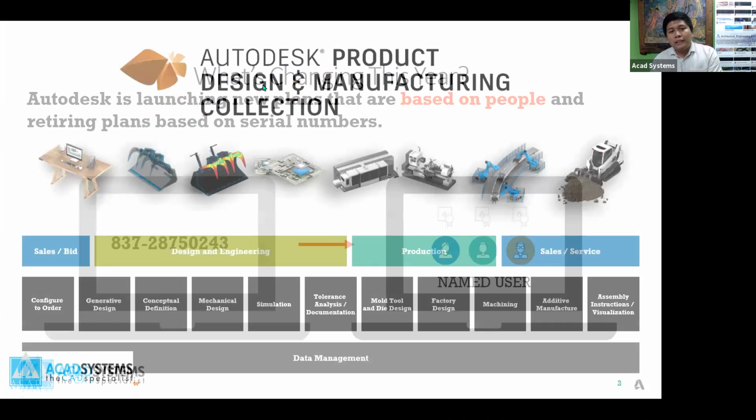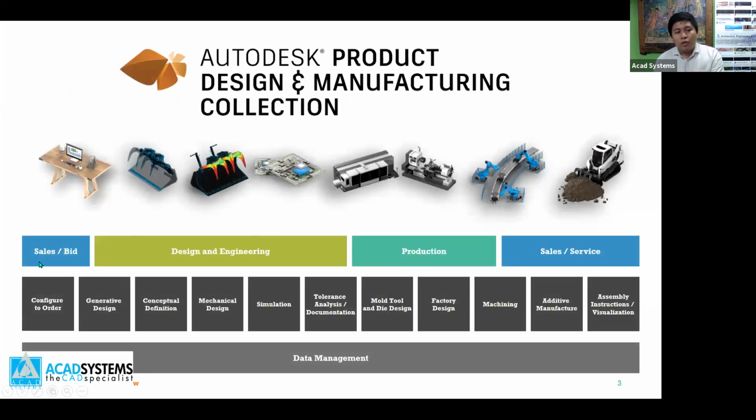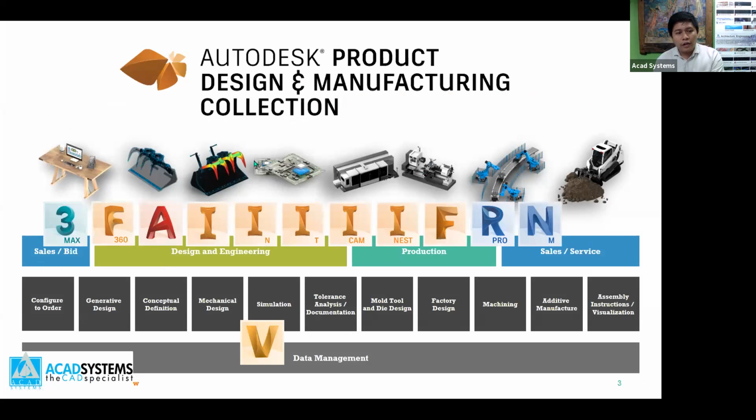Right, Autodesk Design and Manufacturing Collection: sales and bid stage, design and engineering stage, production stage, sales and services stage. All these stages are covered inside this product design manufacturing collection. For example, if you need to create a very conceptual design, you just need to use 3ds Max, because 3ds Max can do the conceptual modeling very fast.